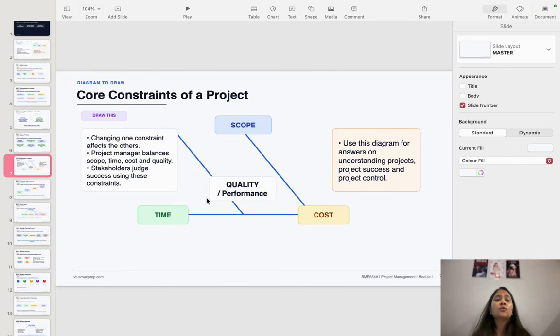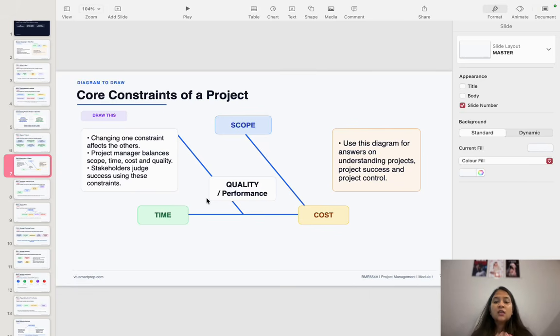Next, we have core constraints of the project. This is a very important diagram. I repeat again, if you have the textbook, you can refer to the textbook diagram, or else if you don't have it, you can also use a flow diagram, or you can call it a block diagram. Nothing wrong in drawing the block diagram. The flow should be correct, and the keywords used in the diagram should be correct. So this is a very important diagram.